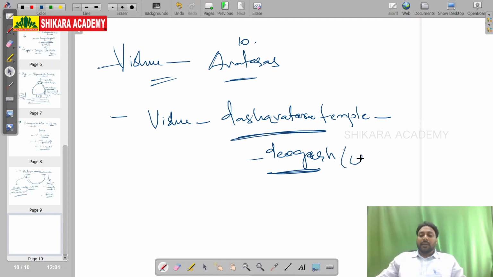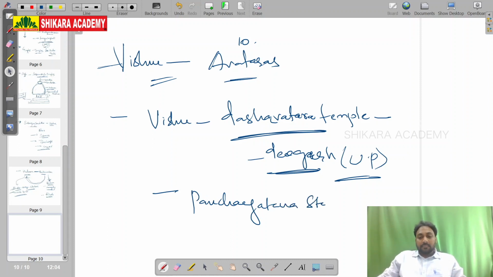Deoghar is in UP. This is built in Panchayatana style. Panchayatana style means a total of 5 sides will be there for the temple.